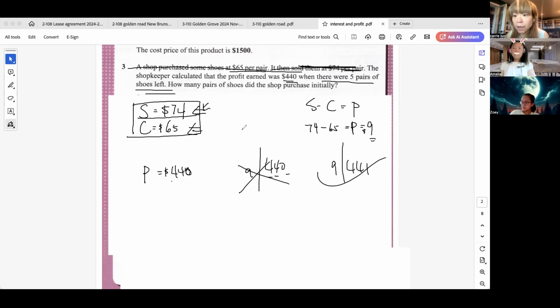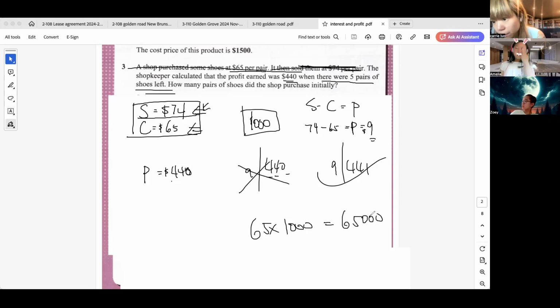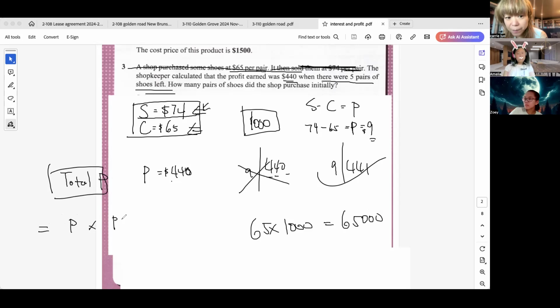That means, Zoe, let me tell you, if I imported or bought 1,000 pairs of shoes, how much do I pay for the total cost? It is 65 times 1,000 equals 65,000. Now I'm going to introduce another formula to you, the total profit formula. Some people are going to say it should be profit times how many products I've sold.